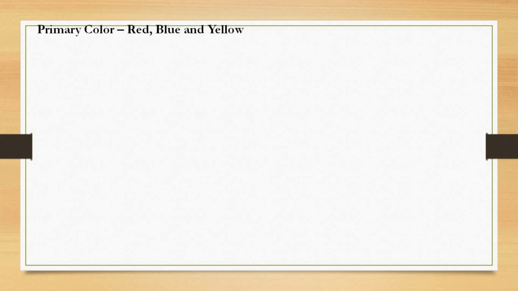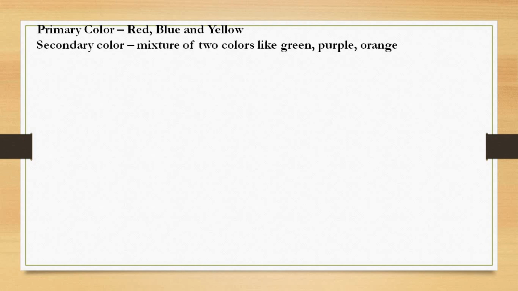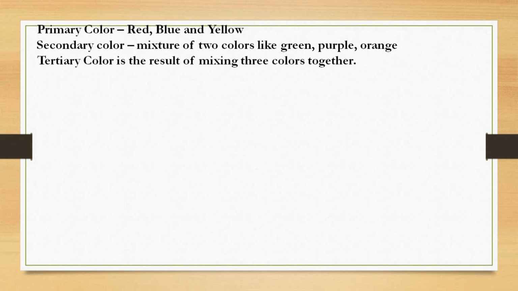So primary colors we have red, blue and yellow. What is a secondary color? A mixture of two colors like green, purple, orange. All these are called secondary colors. When two colors are mixed together and you get a color, these colors are called secondary colors. And a tertiary color is a result of mixing three colors together.